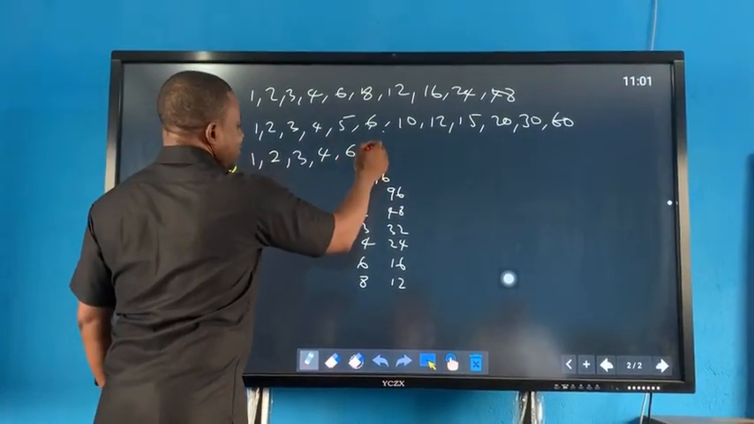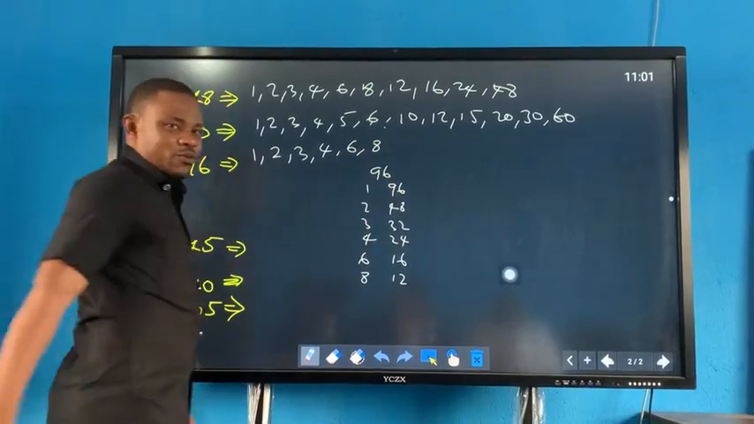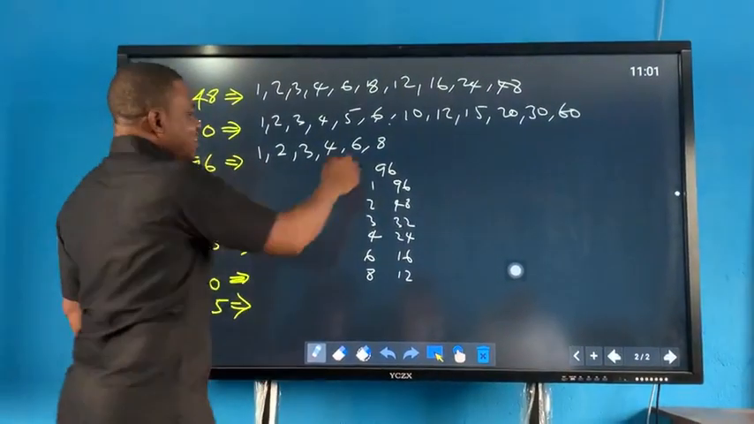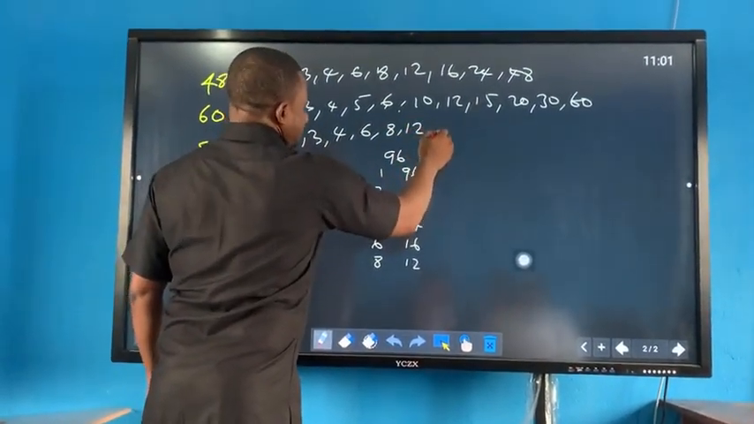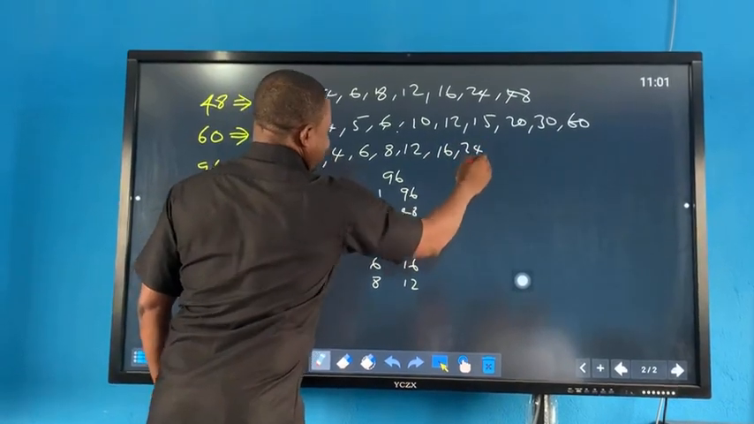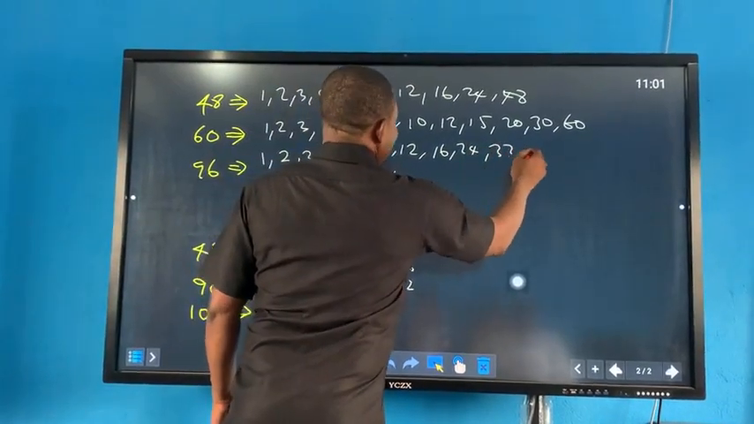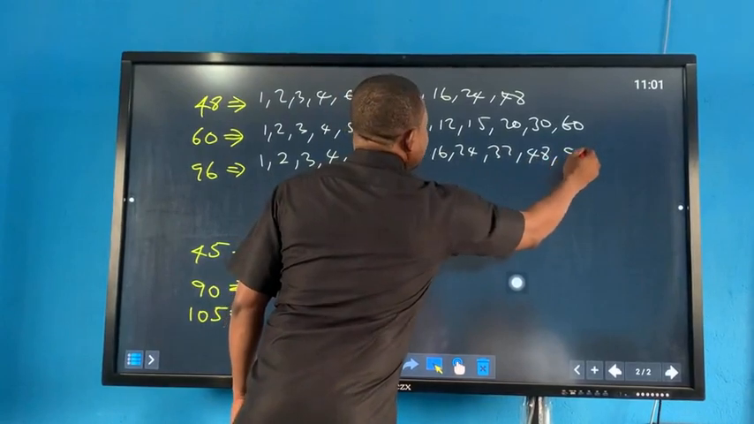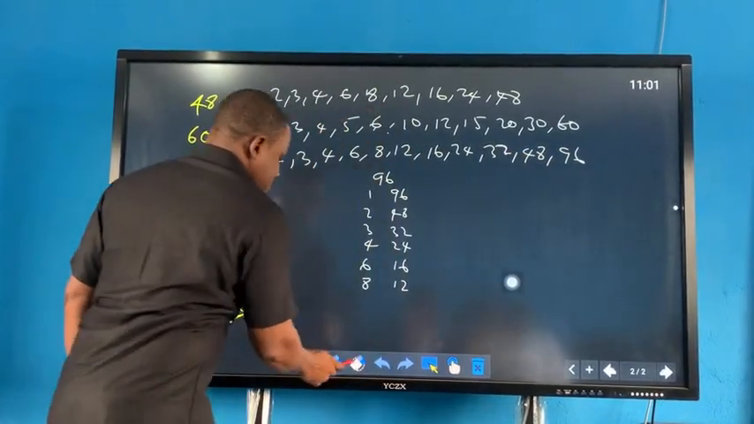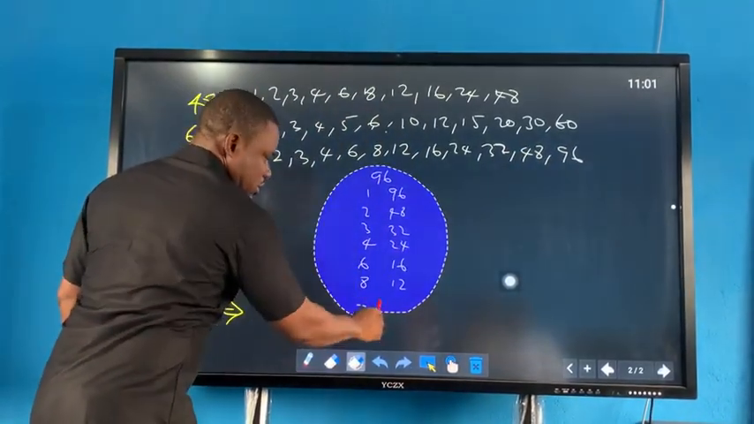6, 8. Will you press 1? 8, 12, 16, 24, 32, 48, and 96. Alright? Alright.